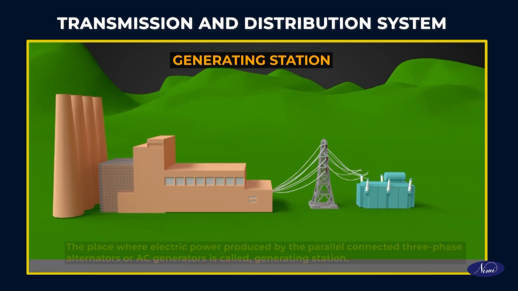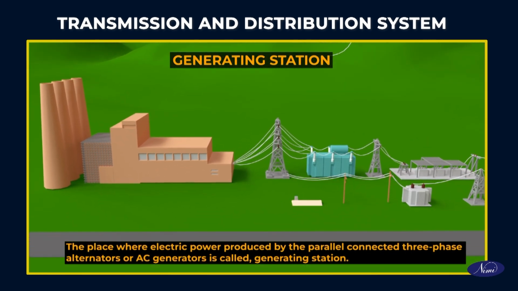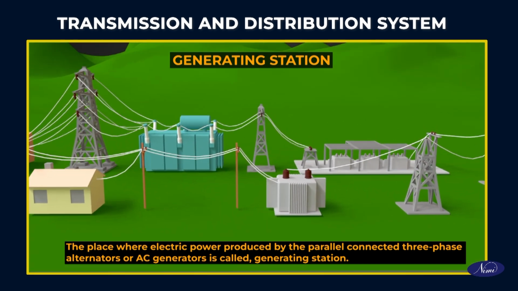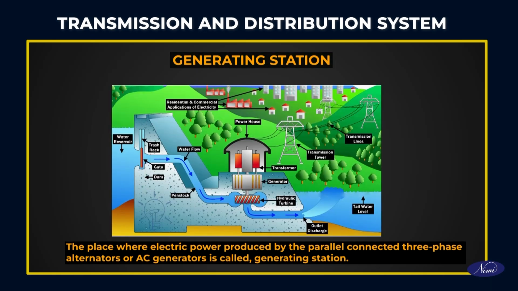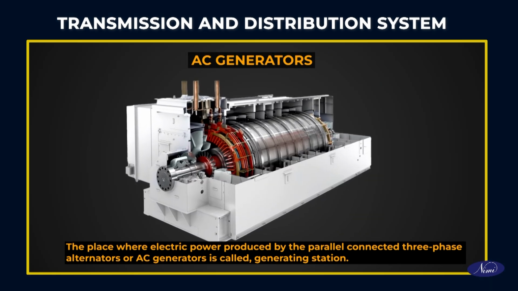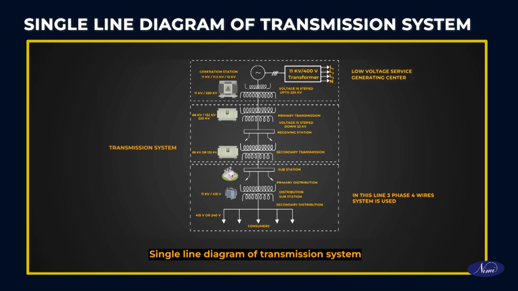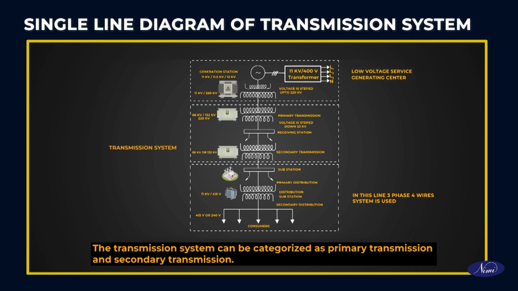Generating station. The place where electric power produced by the parallel connected three-phase alternators or AC generators is called generating station. Single line diagram of transmission system. Transmission system. The transmission system can be categorized as primary transmission and secondary transmission.